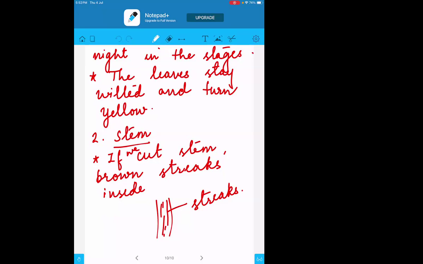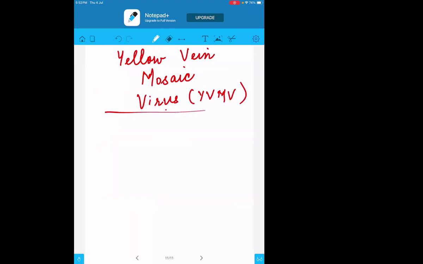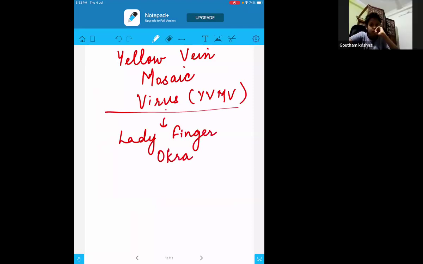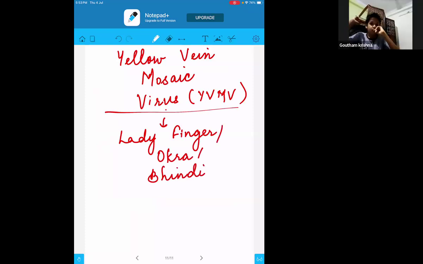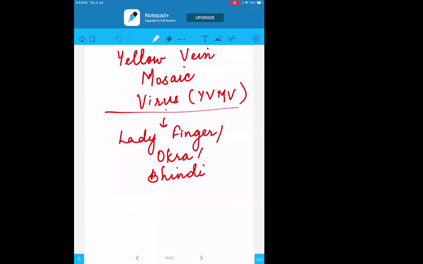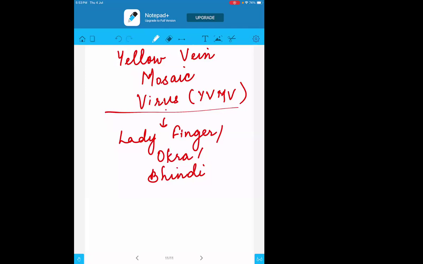Done, ma'am. Okay, now the next one is the yellow vein mosaic virus. It happens in the lady finger, which is also called bhindi. So the lady's finger gets infected, but not by insects basically. Generally the virus from the surroundings comes and infects them.